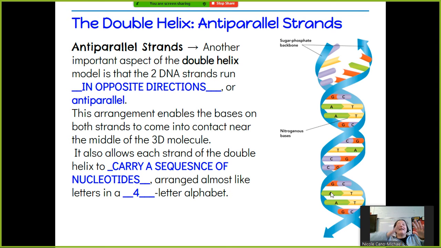So each side has its own sequence of nucleotides, again arranged like letters in a 4-letter alphabet. So these just have hundreds of millions of different combinations, which is where we see a lot of that genetic diversity in nature.